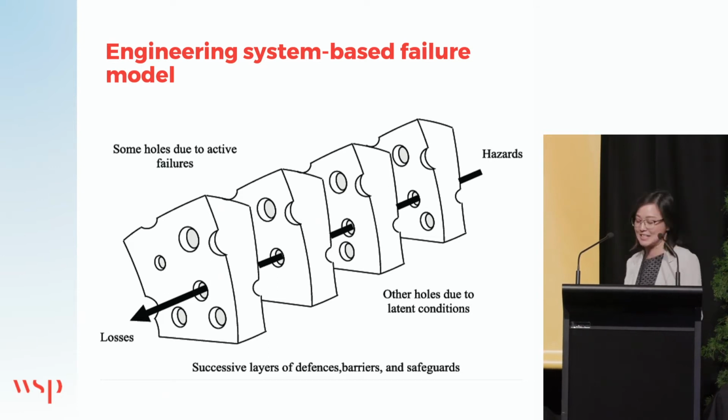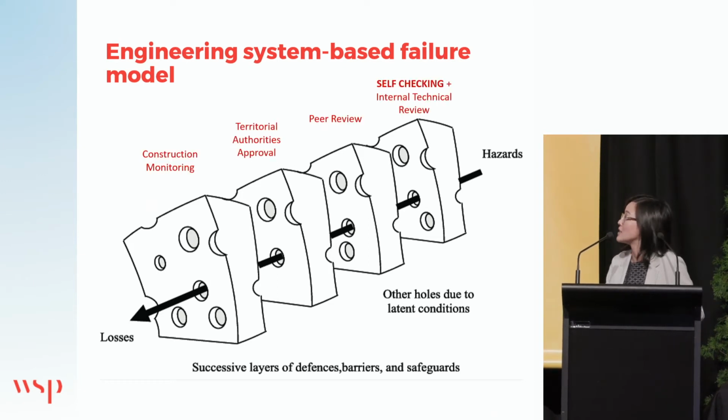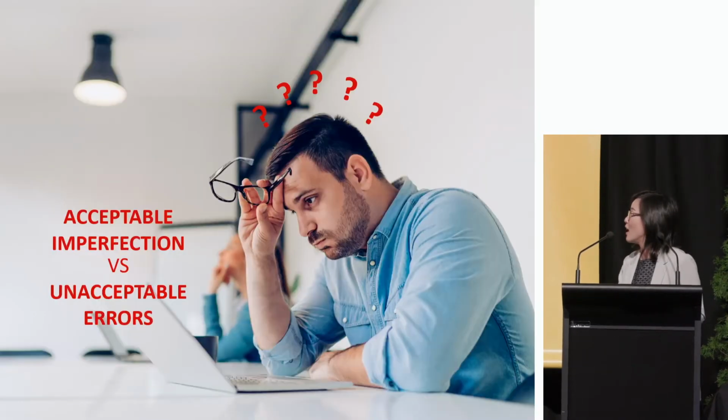But as perfect as it seems, when the holes are aligned together, the losses still happen. So in New Zealand, we put all this prevention into our system. The first layers are probably self-checking, technical review, peer review, the consenting process, the authorities' approval, and construction monitoring. But again, when the mistakes pass through all those holes, it still becomes a loss. So what can we do if the mistakes happen?